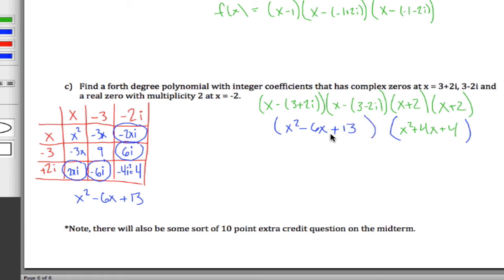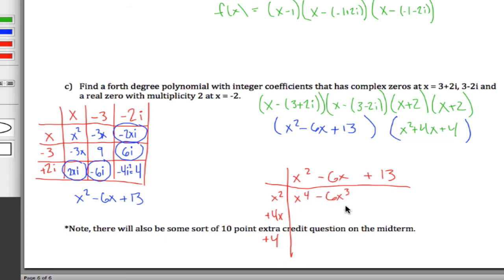And so what I have to do is multiply this times this. Do this box method again. A little bit tedious. x squared minus 6x plus 13, x squared plus 4x plus 4. x squared times x squared is x to the 4th. x squared times negative 6x is negative 6x cubed. 13 times x squared is 13x squared. x squared times 4x is 4x cubed.